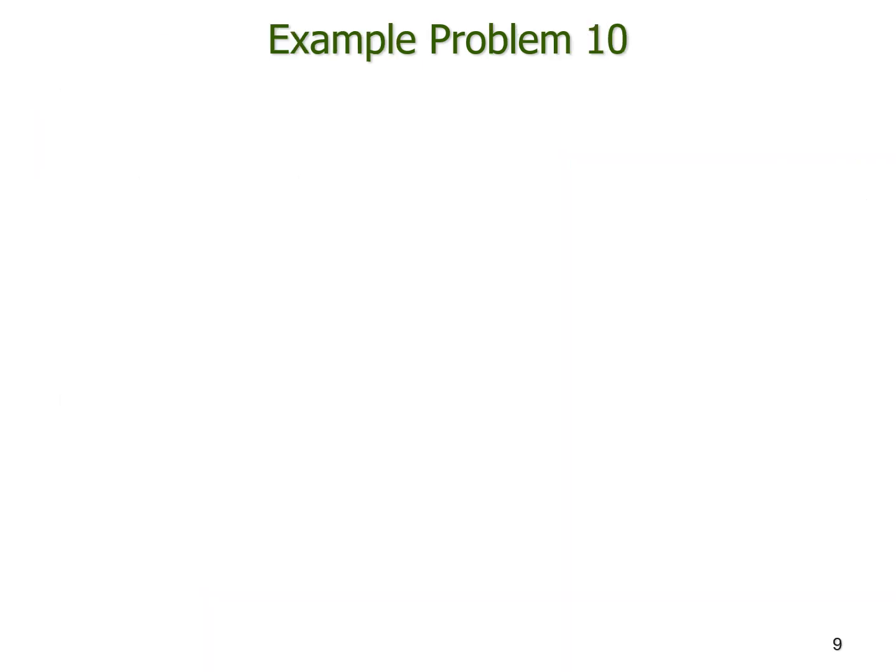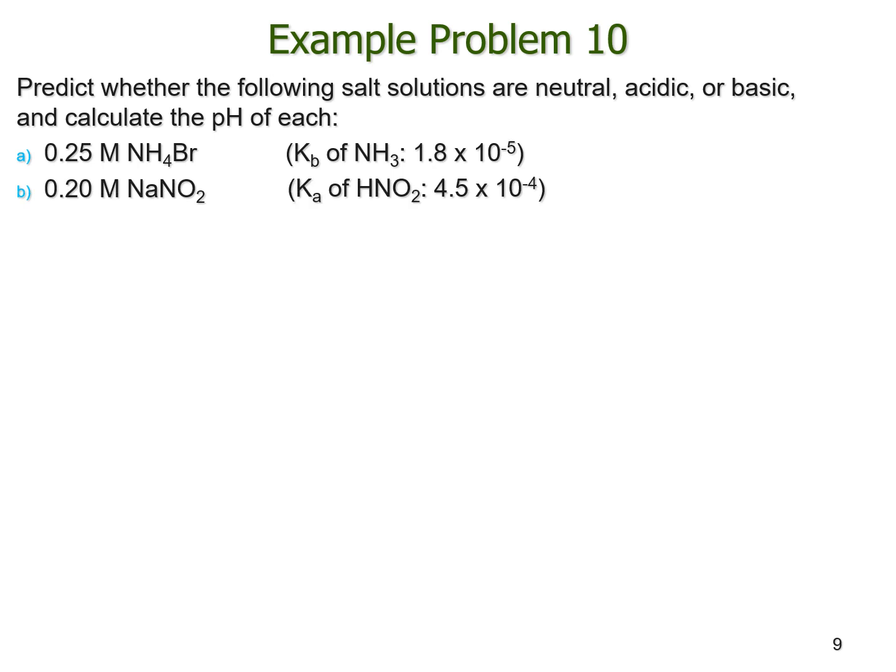All right, the last example problem. It has two questions. We need to predict whether the following salt solutions are neutral, acidic, or basic, and even more, calculate pH. Let's look at the first one, ammonium bromide.